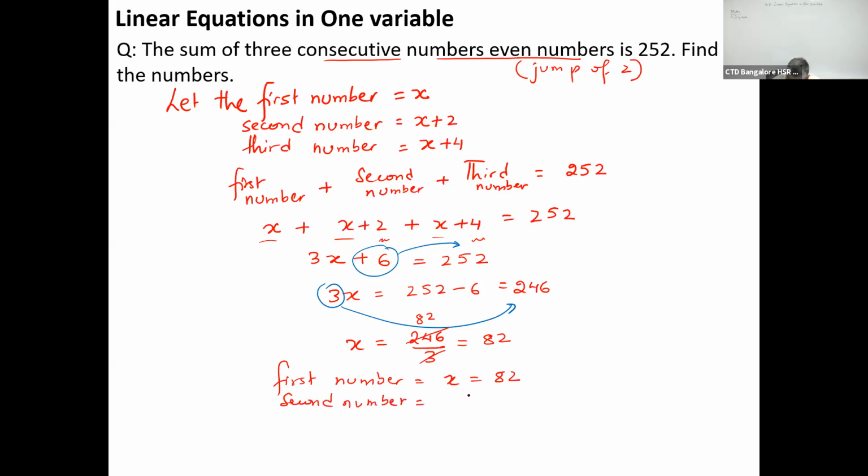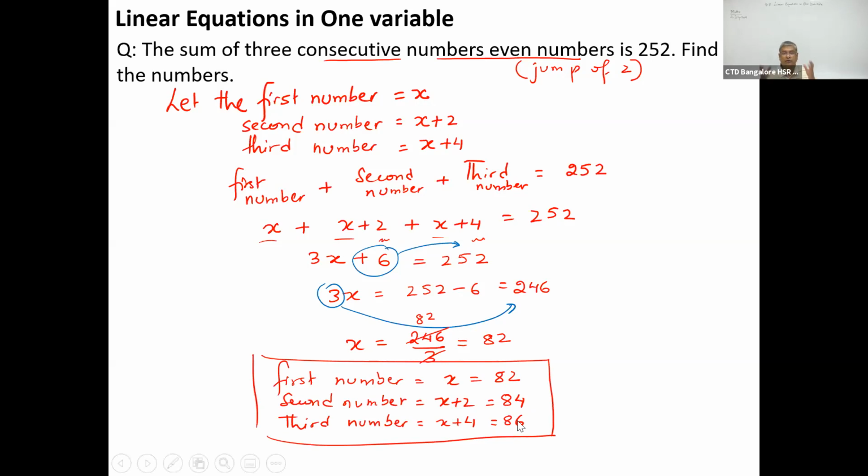The second number, how much is the second number? X plus 2, 84. The third number equals x plus 4, which is 86. So these are our three numbers. See how we have used our knowledge of algebra and the techniques of solving linear equations to solve a word problem, or rather a statement.